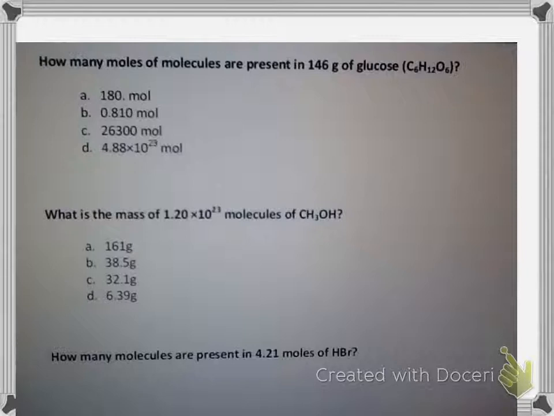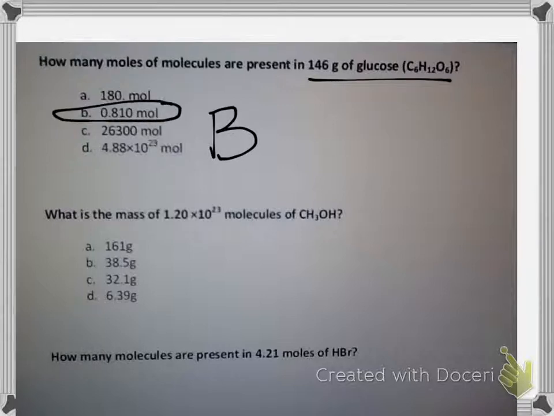So here's some extra examples. Go ahead and press pause if you don't want the answers, so you can work these out. And when you work them out, hopefully you'll get the right answer. If not, something went wrong somewhere. The answer for the one up above, how many molecules in 146 grams of glucose? The answer here is going to be B. So you should get B. If you didn't, you're doing something wrong.